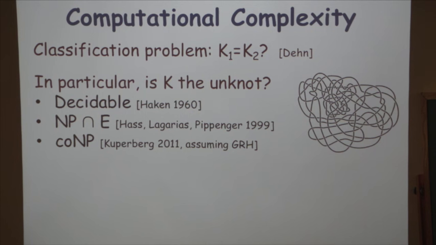So the Hass-Lagarias-Pippenger result uses the rules that you showed before? No, Haken's idea. A version of Haken's proof. It uses integer programming. Yeah. Okay.